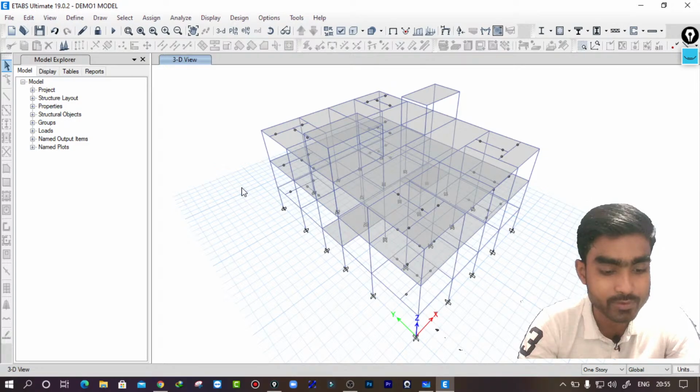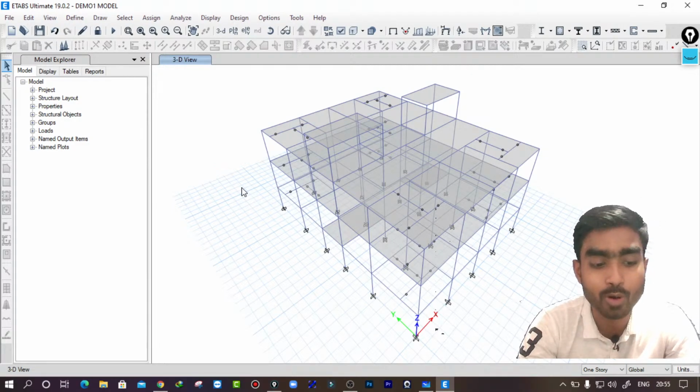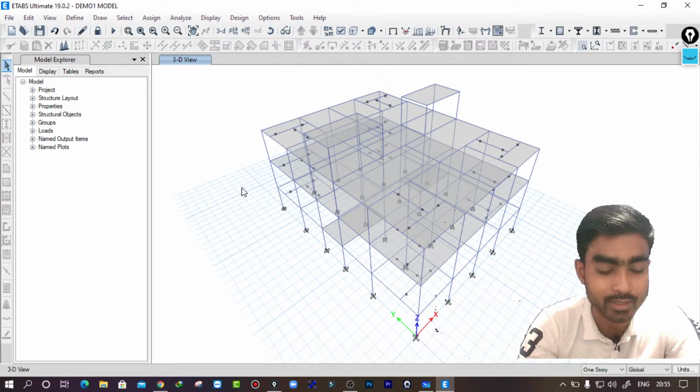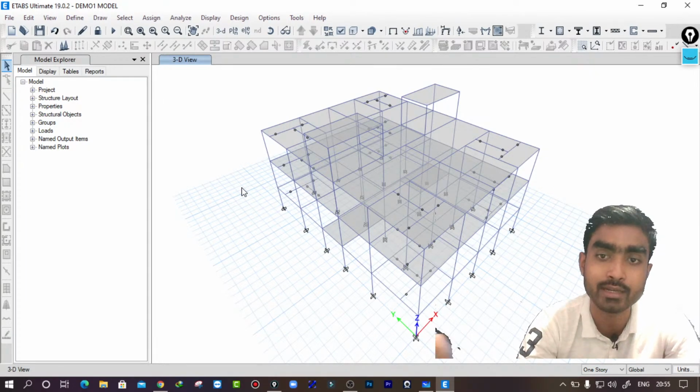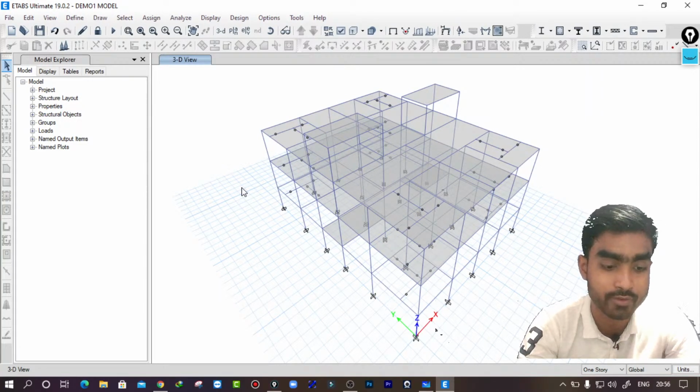So what type of checks do we do after analysis? Today we do modal analysis, mode shapes. Okay, there are stability checks, which means drift and displacement, and there are irregularity checks: geometric irregularity, torsional irregularity, and stiffness irregularity, which is also called the soft story effect.